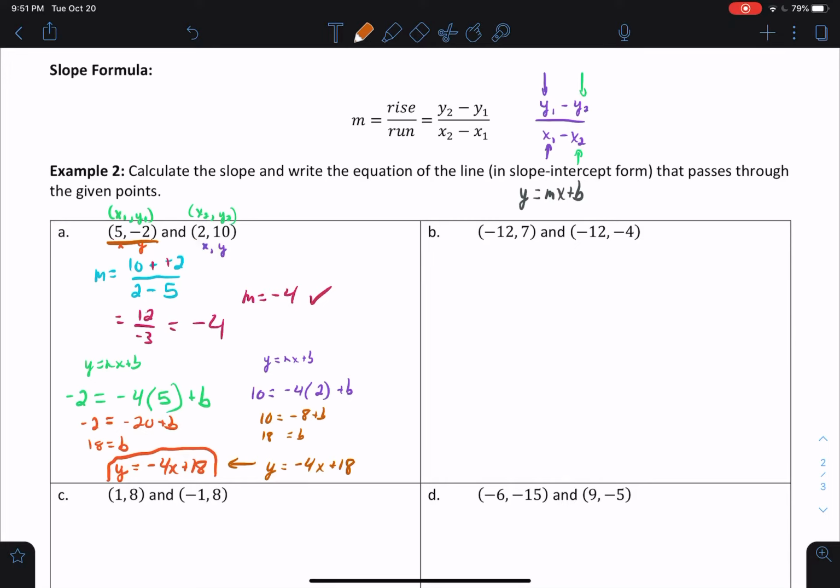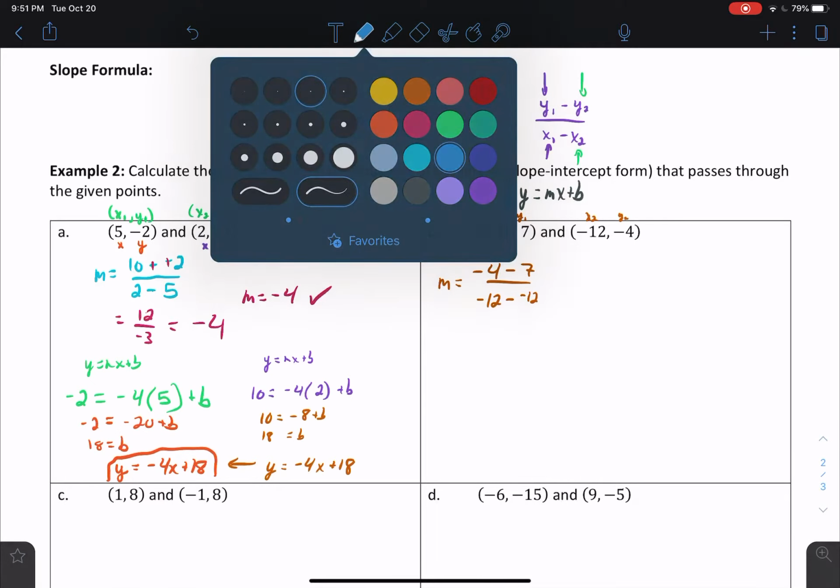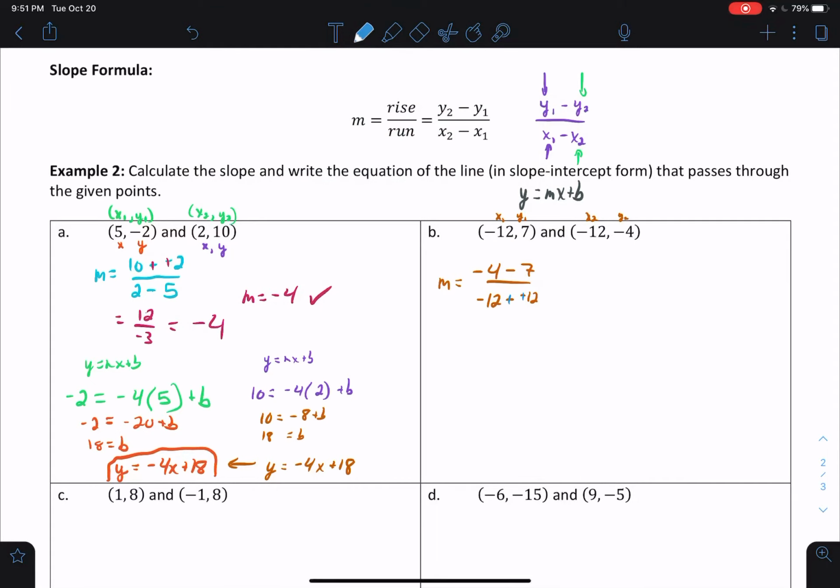Okay, let's go over another one. So we got x1, y1, x2, y2. So first thing we need to find is our slope. So m equals negative 4 minus 7, the change in y. And since I started with the negative 4, I need to start with the negative 12, the x sub 2 here, minus negative 12. Negative minus negative is plus a positive. So this is going to be negative 11 all over negative 12 plus 12, which is 0.